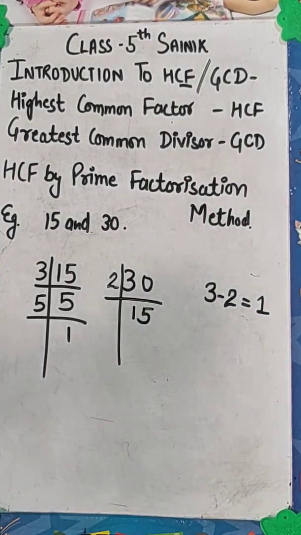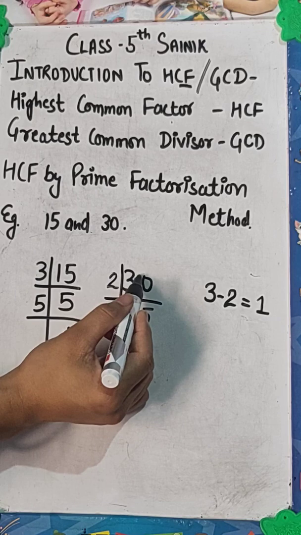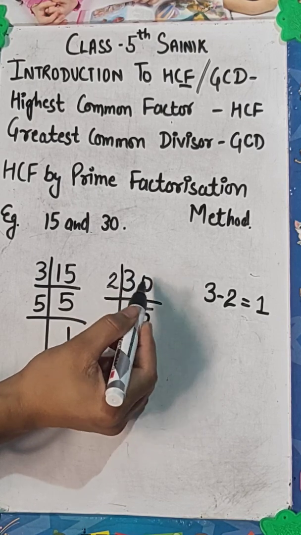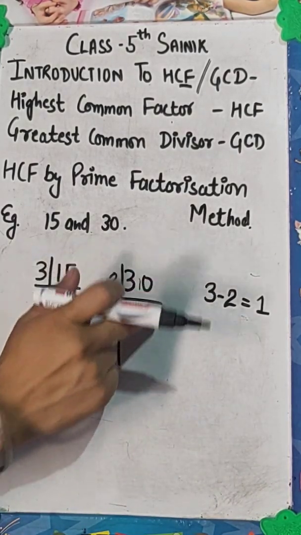From 3 we have used only 2. What is left with us? 1 is left with us. Then you have to think that you write 1 here before the next number. What did you write before the next number? 1. You have to think only. No need to write it. Then 2 5s are 10.